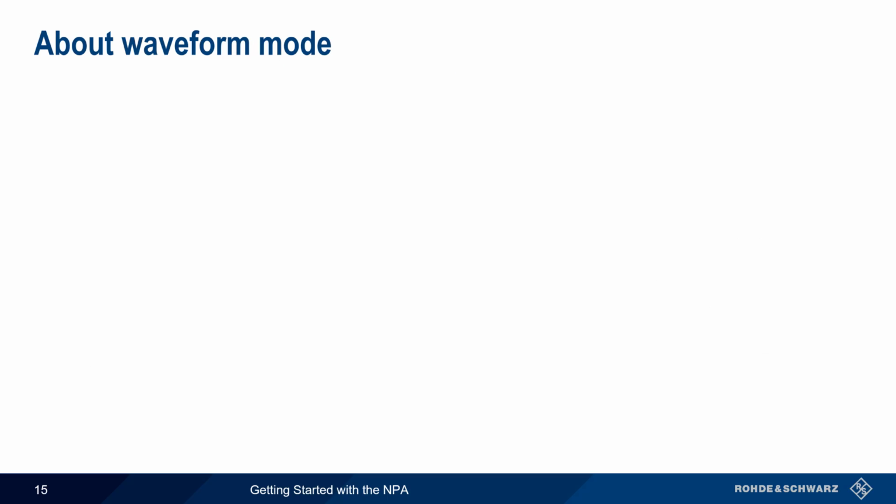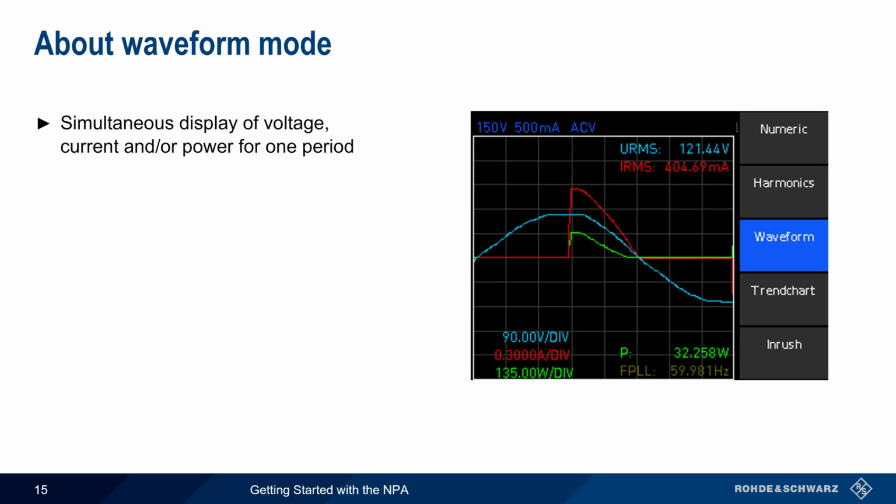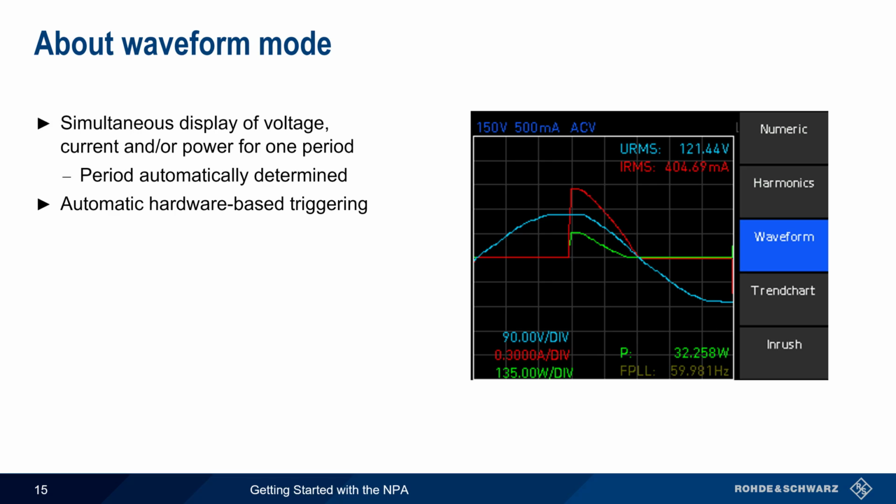The next mode we'll look at is Waveform mode. This mode provides a graphical view of voltage, current, and/or power over one waveform period, similar to how these would be displayed on an oscilloscope. The period is automatically determined by the NPA. An automatic hardware-based trigger is used to start each acquisition, and the waveform is continuously updated.